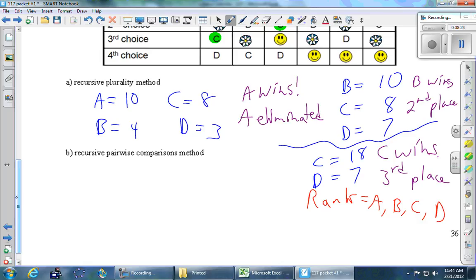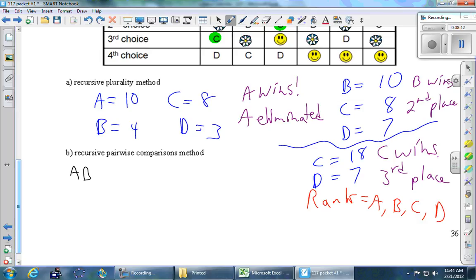Okay, let's try recursive pairwise comparisons. All right, good news is the work has already been done for us. It's the same. We're skipping which one? Skip B? No, this one's easy. It's easy actually. Only because we did it. We did it already. What was the score? Somebody just has to tell me the score.